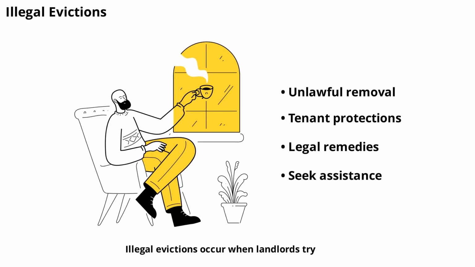Illegal evictions occur when landlords try to remove tenants without following the law, such as changing locks or shutting off utilities. Tenants have strong protections against these actions and can seek legal remedies. If you believe you're facing an illegal eviction, contact local authorities or legal aid immediately for assistance.